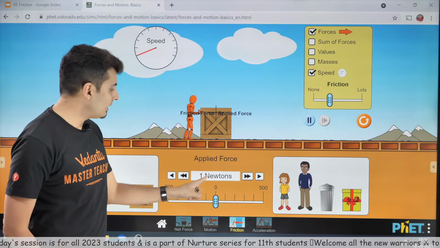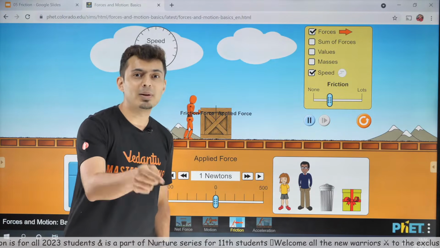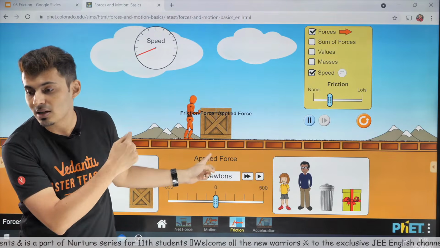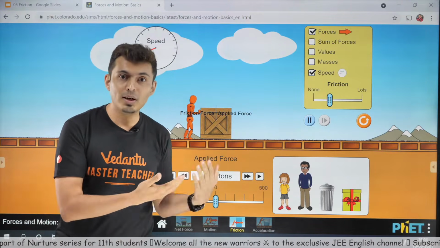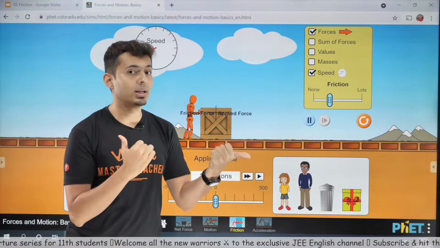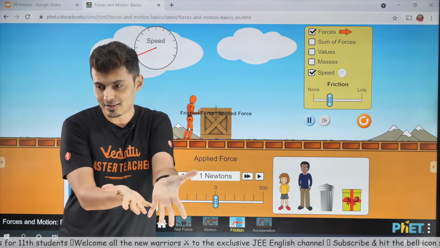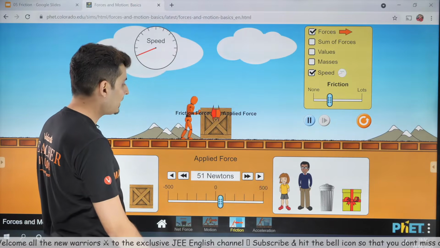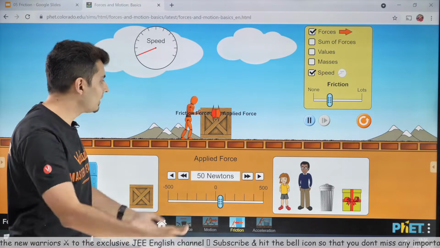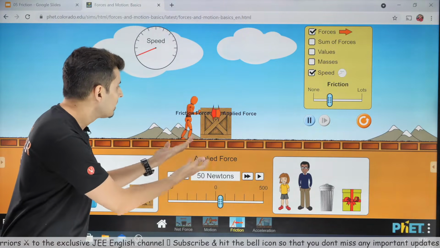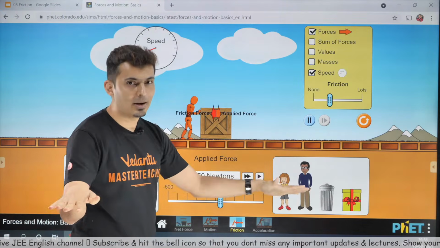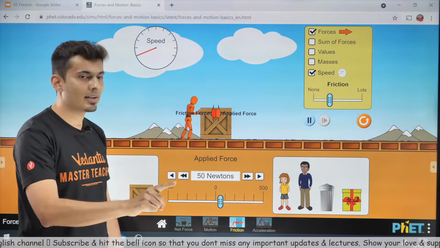So if you have applied 1 Newton force, can you tell me how much is the frictional force acting on it? Obviously it will be 1 Newton, because 1 Newton and 1 Newton will cancel and the block will be at rest. Excellent. Now let me apply 50 Newton. The block is not moving. So can you see my applied force and frictional force are cancelling out each other? The block is at rest.